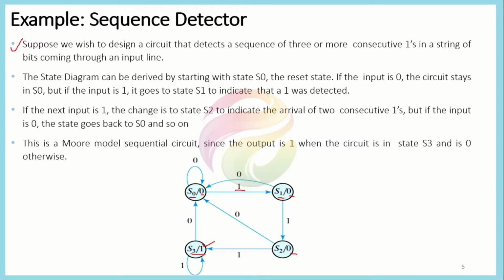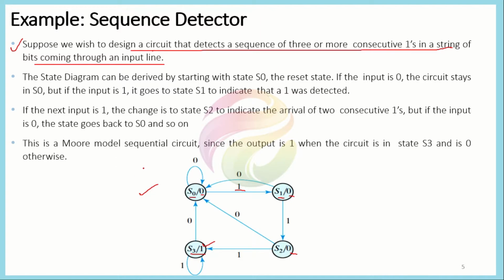If the state value is 1 1, say S3 is representing 1 1, then whenever both of them are equal to 1, that represents that the output should also be equal to 1. Now, this was the first step: how we achieve this state diagram from the given desired expression, that we have to design a string sequence detector to detect three or more consecutive ones.